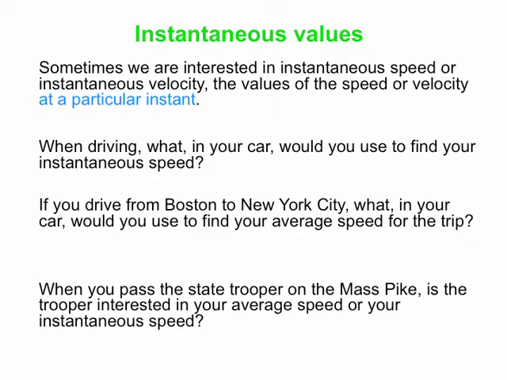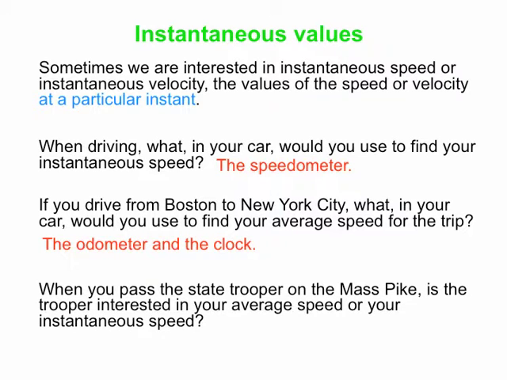Sometimes we're interested in instantaneous speed or instantaneous velocity, the values at a particular instant. So when driving, what in your car would you use to find your instantaneous speed? Well, of course, that would be your speedometer. If you drive from Boston to New York City, what in your car would you use to find your average speed for the trip? Well, you need to combine two things, right? You have to know the distance, that is given by your odometer, and you have to know the time. So there's probably a clock in your car that you can use to figure out how long it took you.